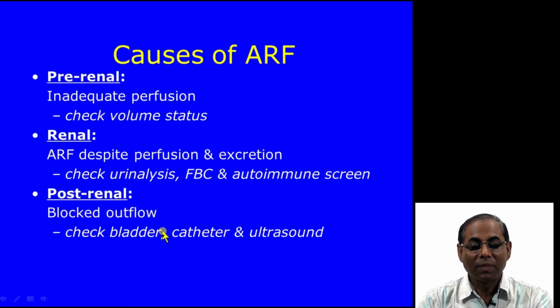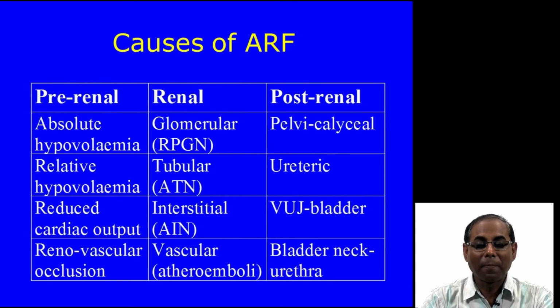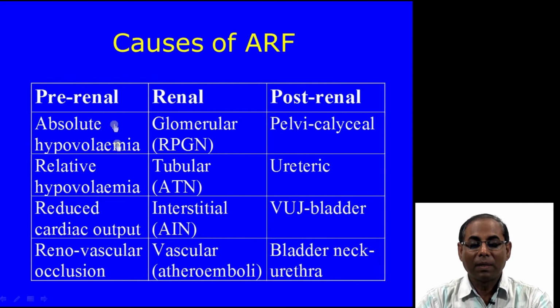And post renal, obviously lower urinary tract is the one where you have to check it. Now, this table gives you a clearer view. So, here we have important prerenal, renal and post renal causes. In prerenal, absolute hypovolemia and relative hypovolemia, reduced cardiac output and renovascular occlusion. So, these may be the main causes of prerenal acute renal failure.